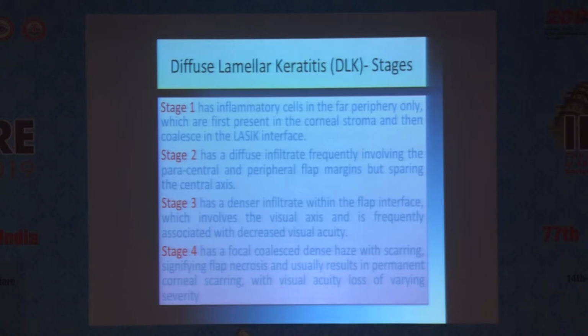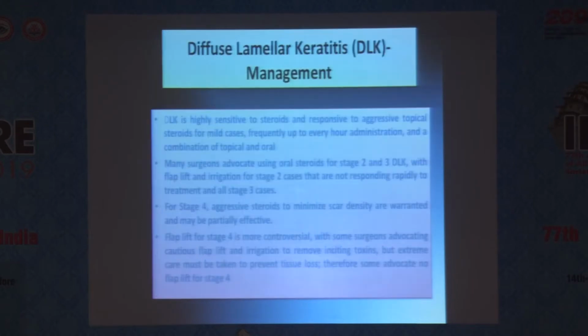Stage 3 has a denser infiltrate within the flap interface, which involves the visual axis and is frequently associated with decreased visual acuity. Stage 4 has a focal coalesced dense haze with scarring, signifying flap necrosis, and it usually results in permanent corneal scarring with visual acuity loss of varying severity.